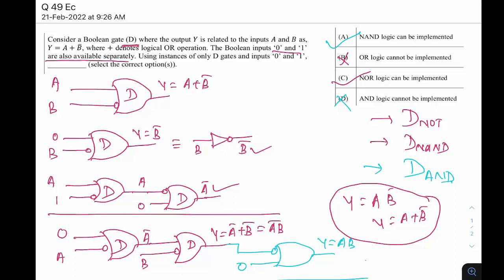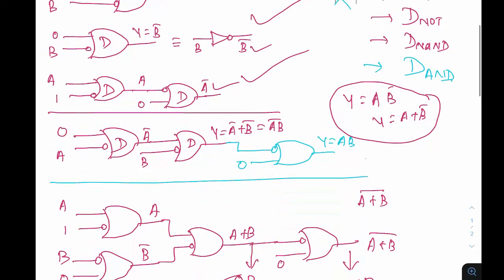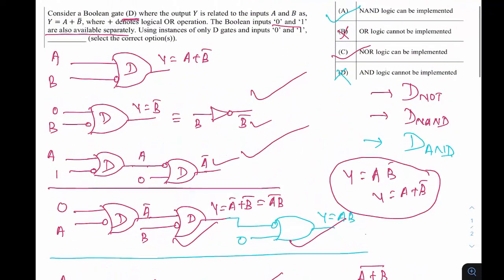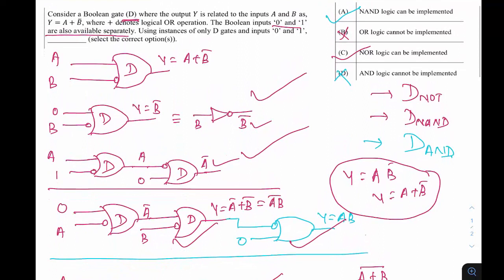So the options saying cannot be implemented you can eliminate directly, and the can be implemented ones you can pick. This is your NOT gate, this is your NAND, this is AND, this is your OR, this is your NOR. And once you have all of these, other gates like XOR and XNOR, which are combinations of AND, OR or NOT, you can easily design. So the answer is A and C for this.